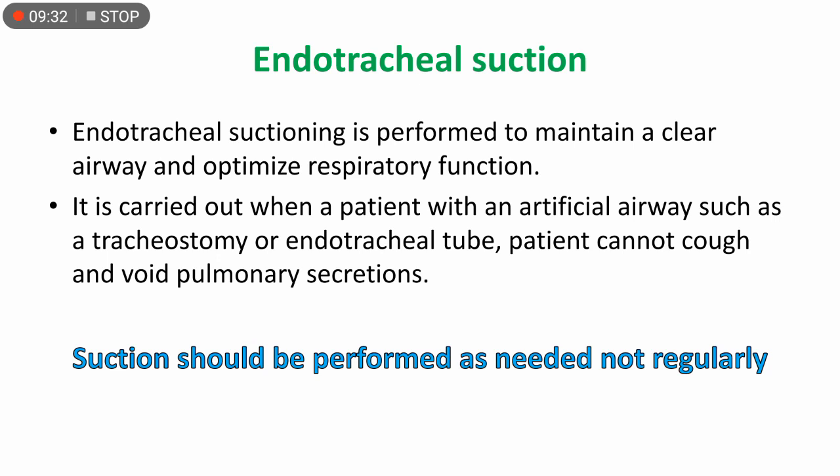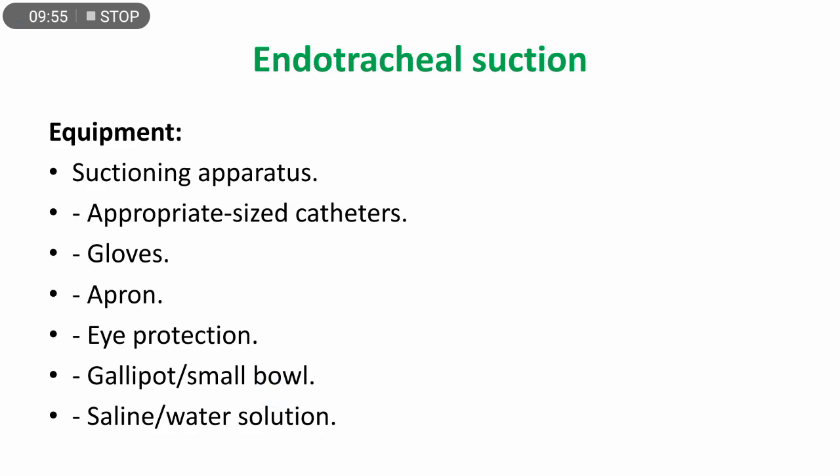Endotracheal suction. Endotracheal suction is performed to maintain a clear airway and optimize respiratory function. It is carried out when a patient with an artificial airway, such as a tracheostomy or endotracheal tube, cannot cough and void pulmonary secretions. Suction should be performed as needed, not regularly. The equipment needed: suctioning apparatus, appropriate size catheter, gloves, apron, eye protection, gallipot and small bowl, saline, and water solution.